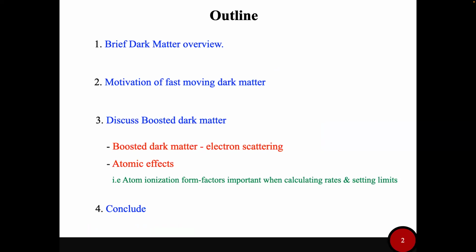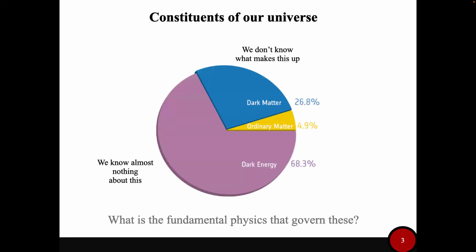In this talk, I'm going to give a brief overview of dark matter. I'm going to talk about the motivation for why we want to consider fast-moving dark matter, what I call accelerated dark matter or boosted dark matter if you want. I'm going to discuss a specific case, which is a model of multi-component dark matter. And I'm going to talk specifically about boosted dark matter electron scattering and focus on atomic effects that are really important for us to consider when looking at these kinds of signatures.